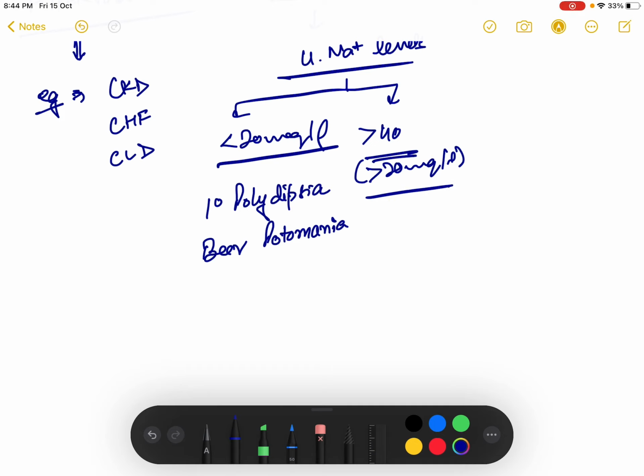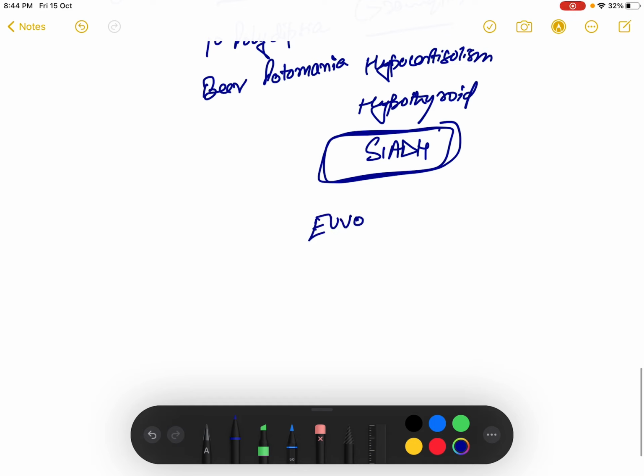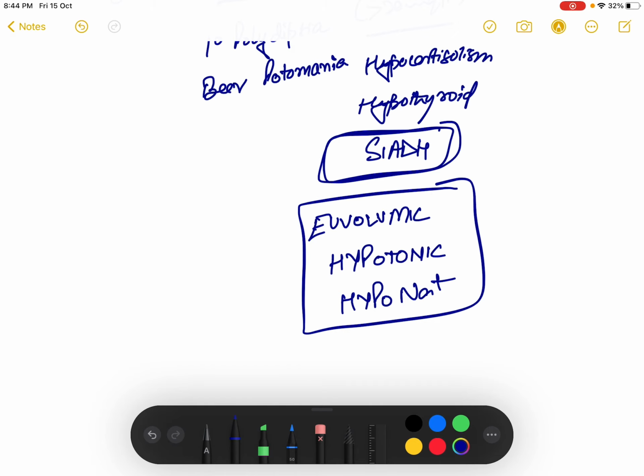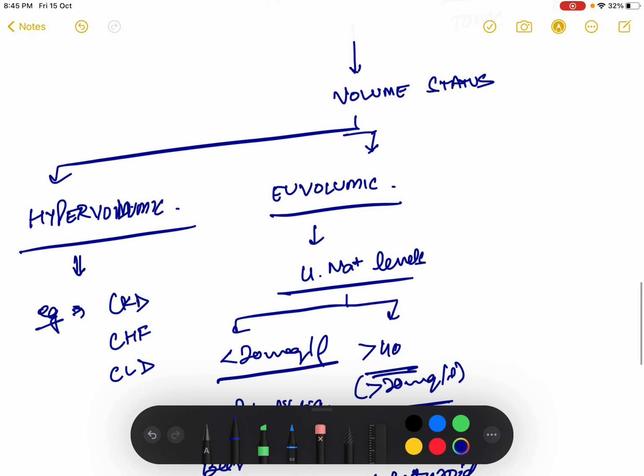then the causes are hypocortisolism, hypothyroidism, and SIADH. So always remember, SIADH is a euvolumic hypotonic hyponatremia. Euvolumic hypotonic hyponatremia. Okay, SIADH is a euvolumic hypotonic hyponatremia.